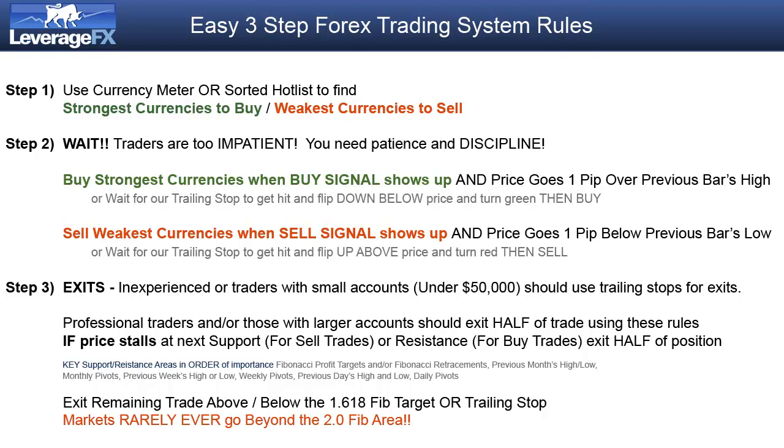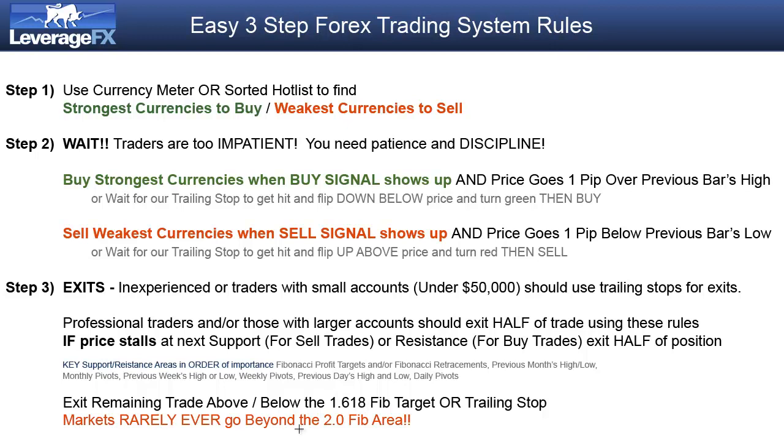So for exits, step 3, inexperienced traders or those with small accounts, 25 or 50,000 or less, should use trailing stops for all your exits. Professional traders and those who trade more lots, where you can scale out of trades as they go your way, exit half the trade when it hits the Fibonacci profit target, or one of these support resistance areas, and then exit the other half when the trailing stop gets hit or the 1.618 fib target gets hit, which probably 70-80% of the time is the maximum profit.